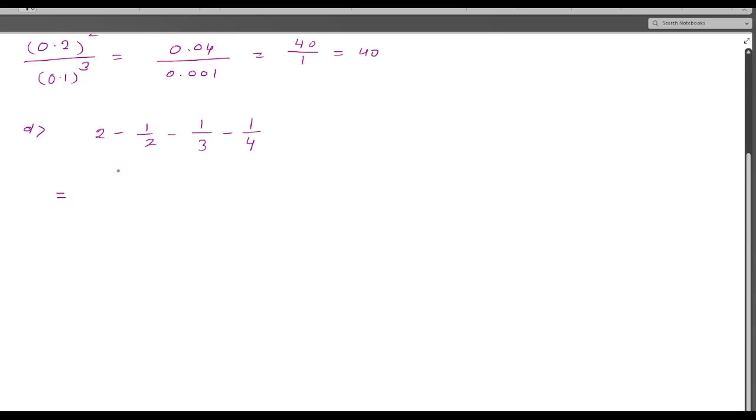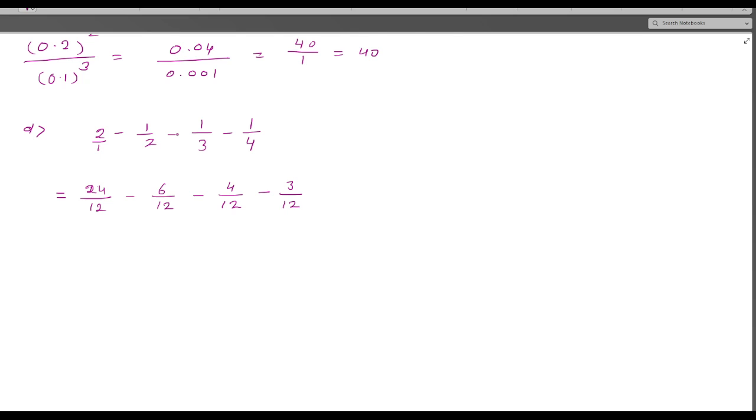So I will make my denominator 12. Here it is 2 divided by 1. So multiply both numerator and denominator by 12. So you will get 24 divided by 12. This 1 by 2 will become, here I will multiply by 6, so it will be 6 divided by 12. Then minus 3 times 4 is 12, so 4 divided by 12. And last here it is 3 divided by 12. So each fraction will remain same, only we have changed its numerator and denominator part.